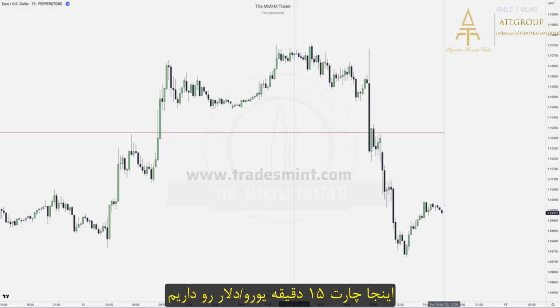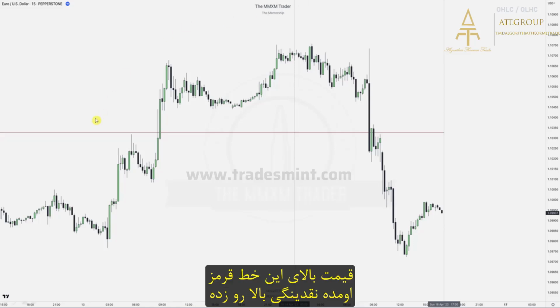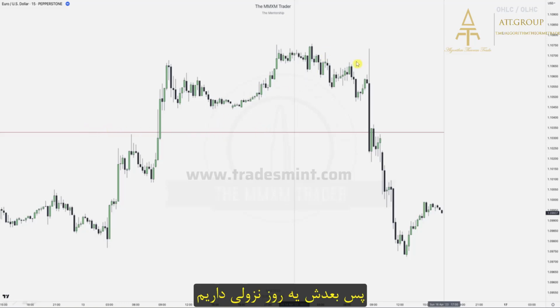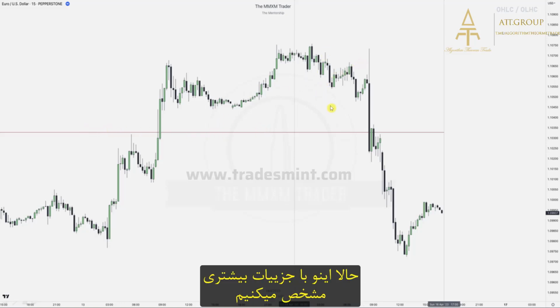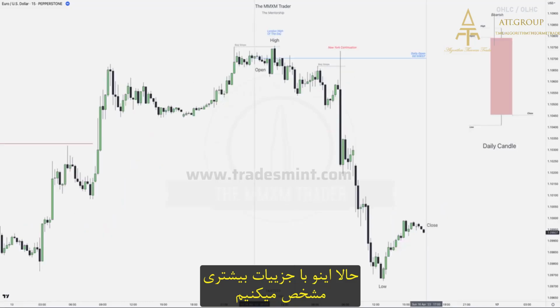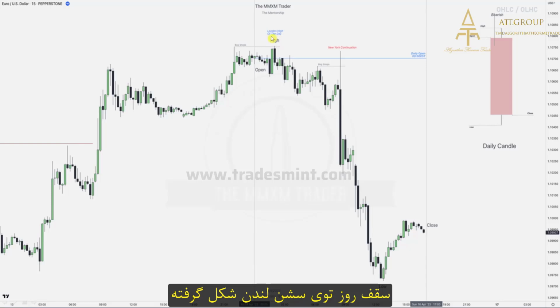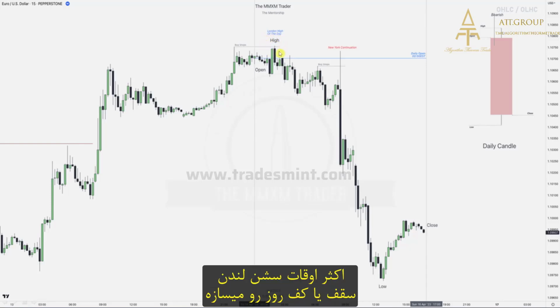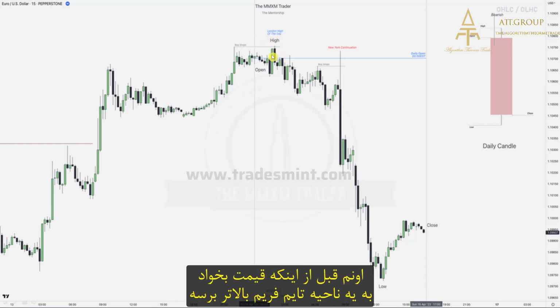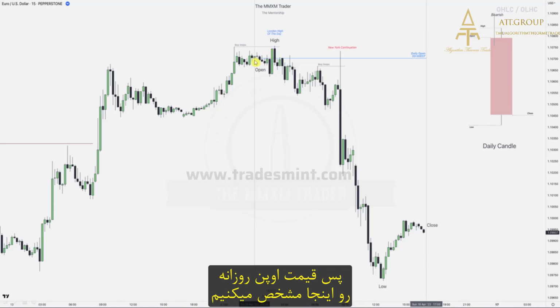So we've got this Euro USD 15-minute chart, right? We ran buy stops above this red line, right? So we are having a bearish day afterwards. So how does that look like with more annotations? High of the day during London session, right? Most of the time, London session creates high or low of the day before a higher time frame PD array has been hit, right? So draw out your daily opening price over here.